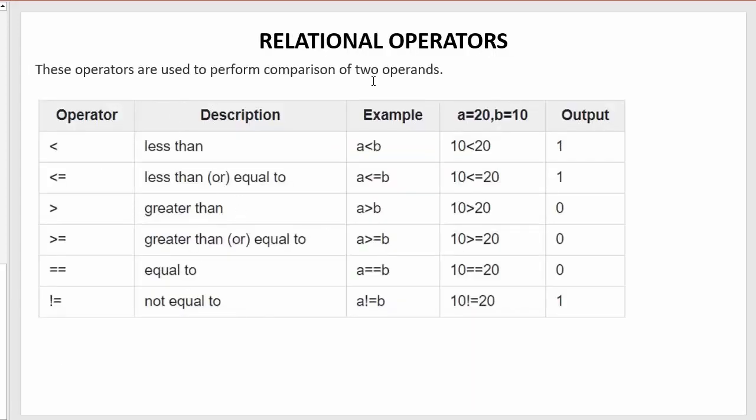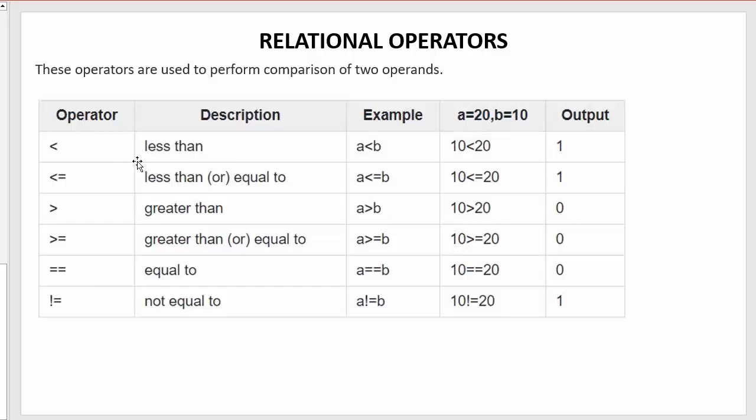Now let us move ahead to see relational operators. Relational operators are one of the categories of operators in C programming which allow users to perform comparison between two operands, and the output of relational operators will always be either 0 or 1, that is false or true. Here I have drawn a table, and in this table I have used various operators: less than, less than or equal to, greater than, greater than or equal to, equal, not equal. We will be using these different types of operators in different situations while writing a C program.